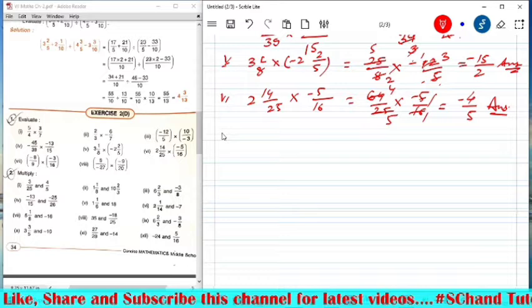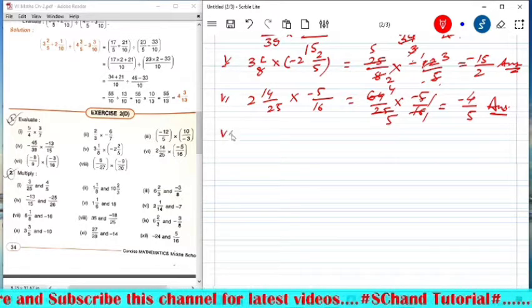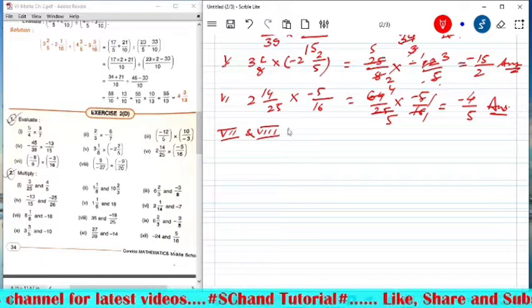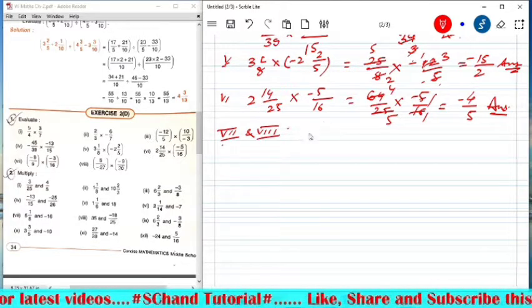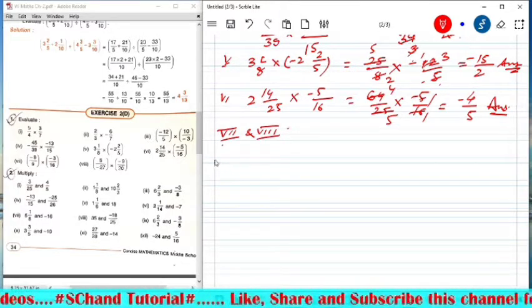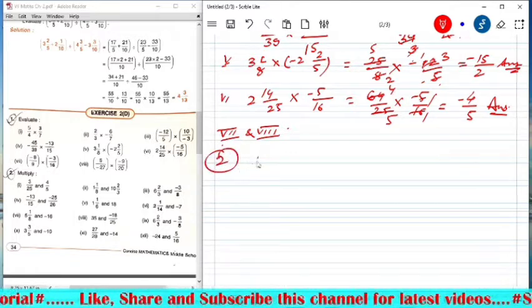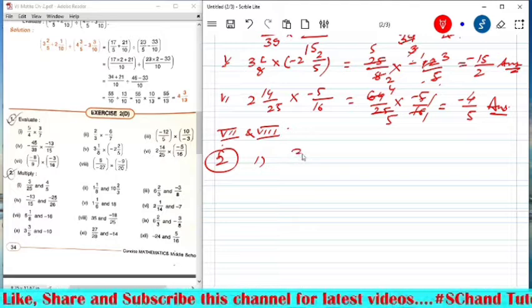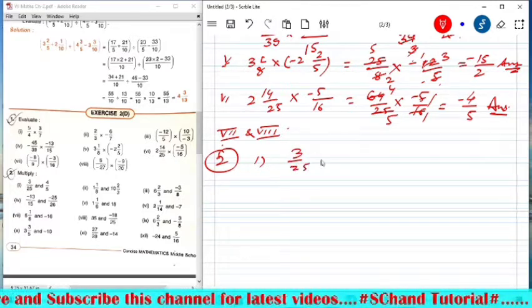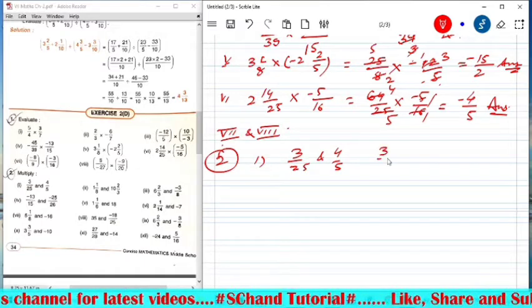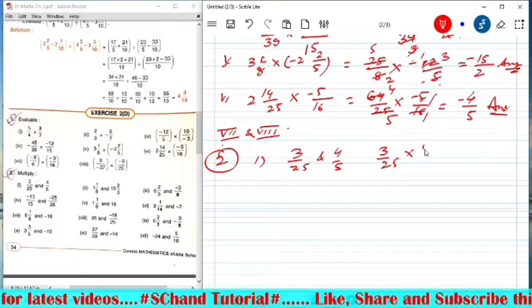Then we have number 7. In the same way, number 7 and number 8 can be your homework that you can solve. Then we have number 2. Question number 2. Again we have to multiply 3 over 25 and 4 over 5. So 3 over 25 into 4 over 5.